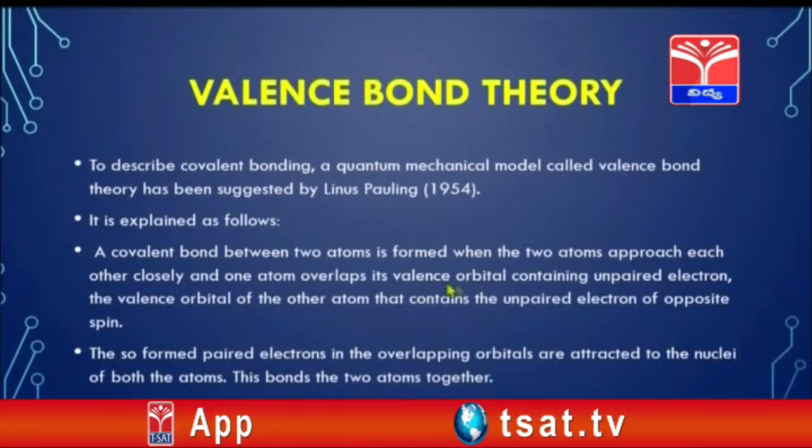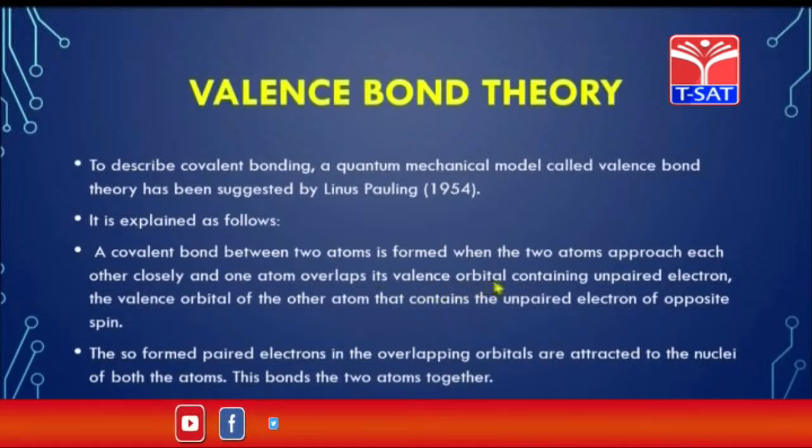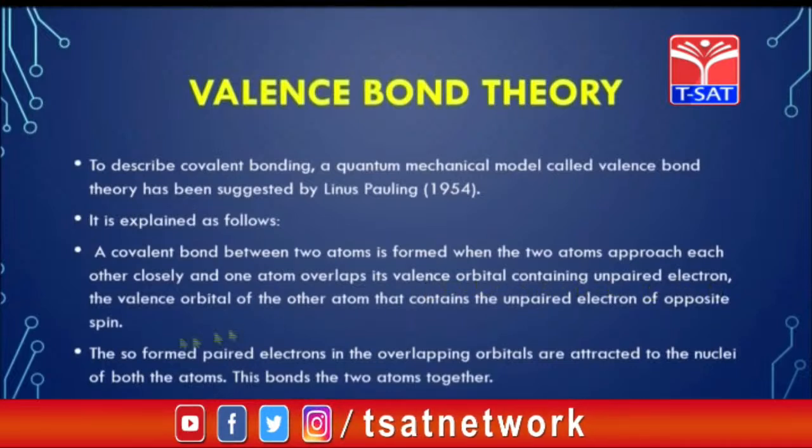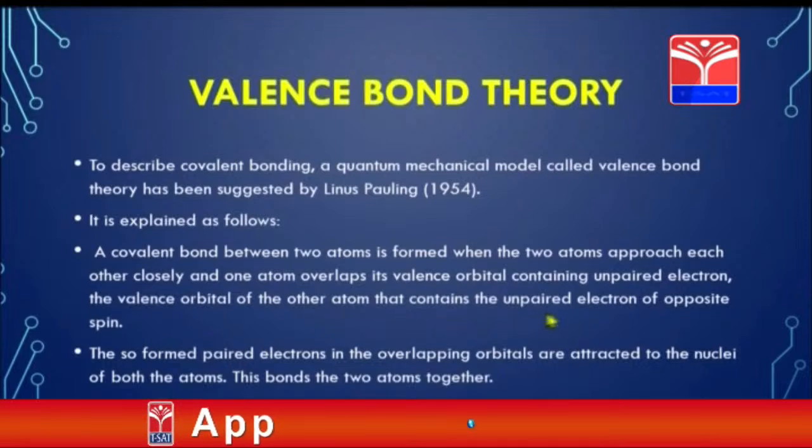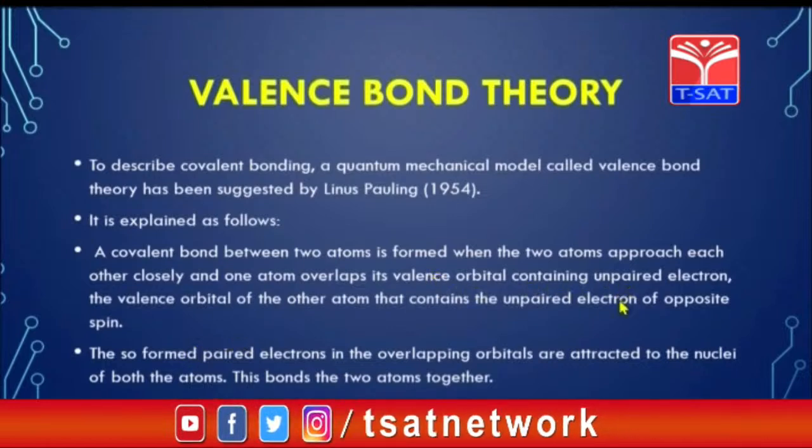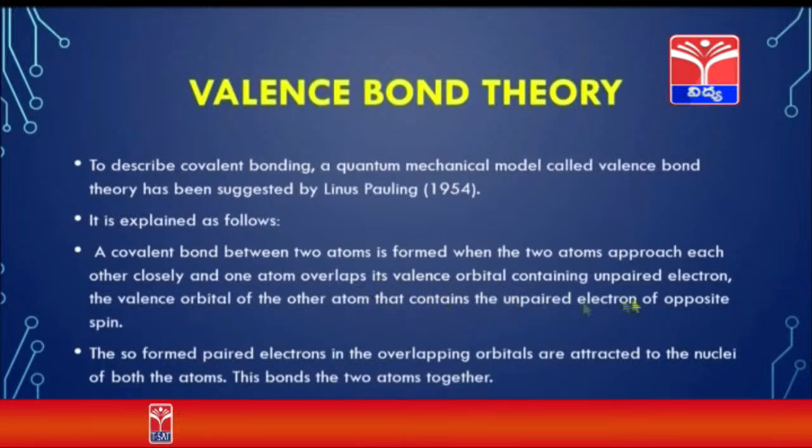So, the orbital in which the valence electron is present is called the valence orbital. The valence orbital containing an unpaired electron and the valence orbital of the other atom that contains an unpaired electron of opposite spin overlap with each other. One orbital has an unpaired electron, and the other orbital also has an unpaired electron. So, when they overlap, the pairing of electrons takes place.